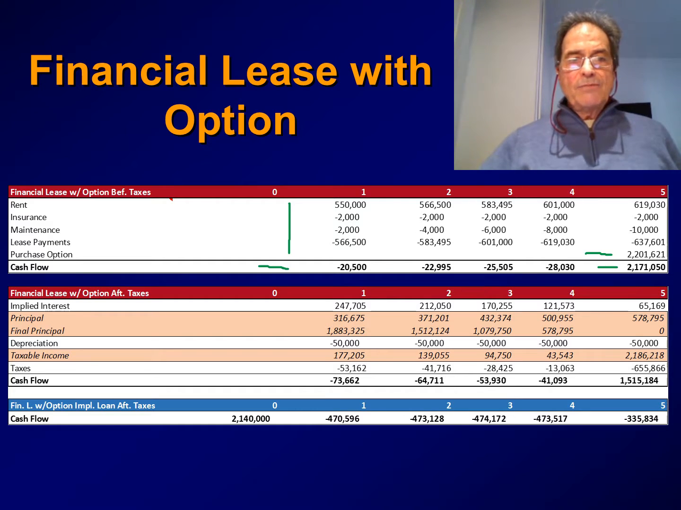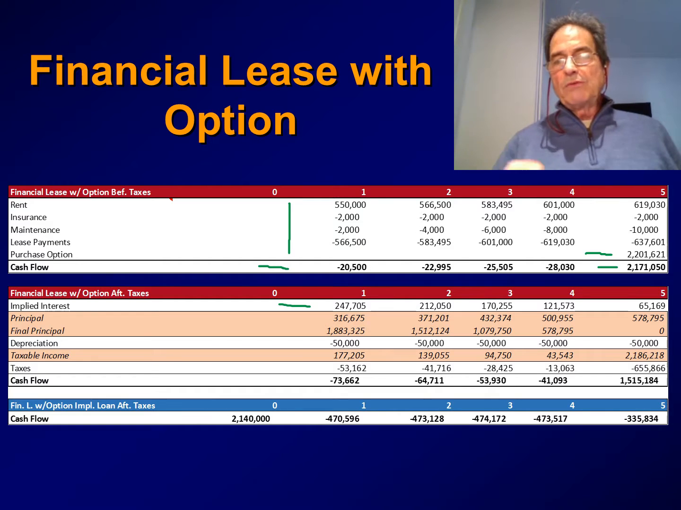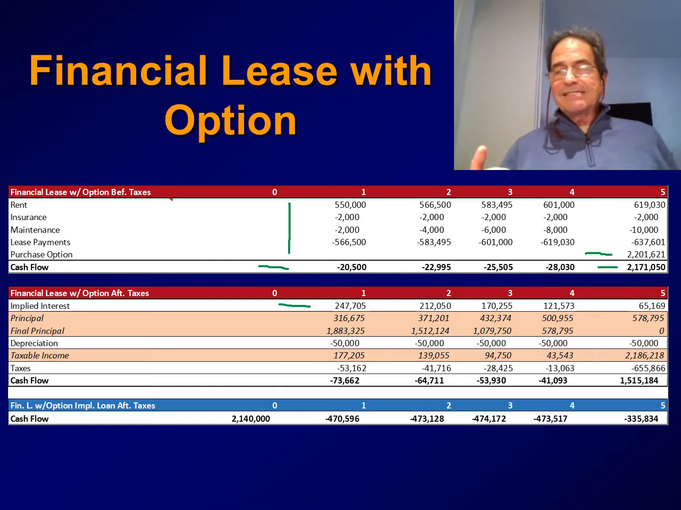And then we account for taxes. First, we have to calculate the interest implied in the lease payments. So what we do is that we decompose the lease payments into the principal and the interest part. The interest part is important because this part will be tax deductible. So we can deduct an implied interest of 247,705 in year 1, 212,050 in year 2, etc.